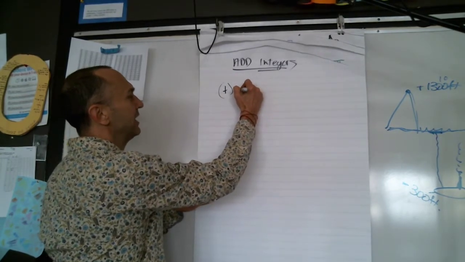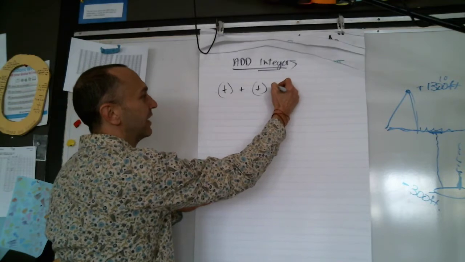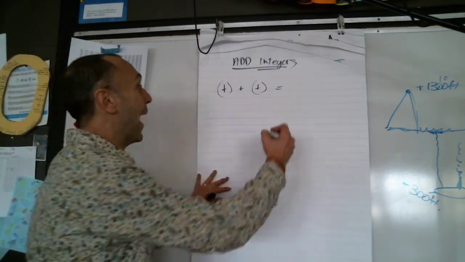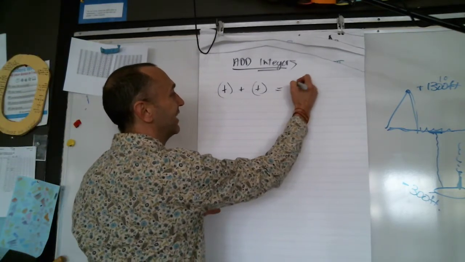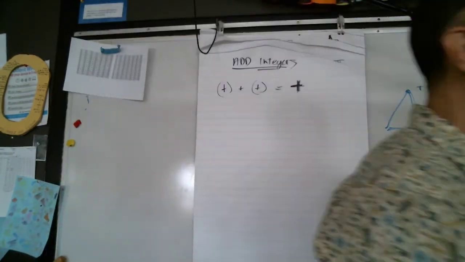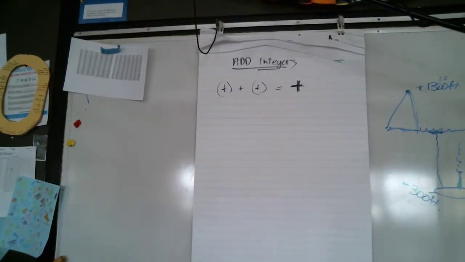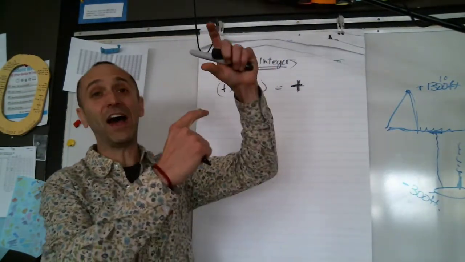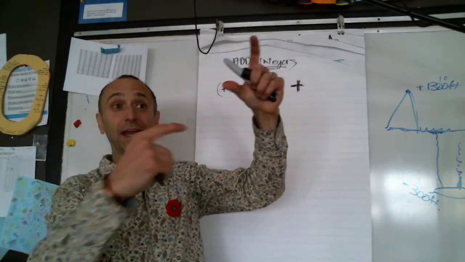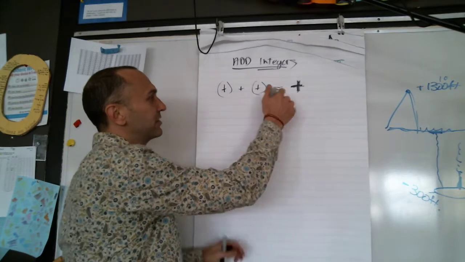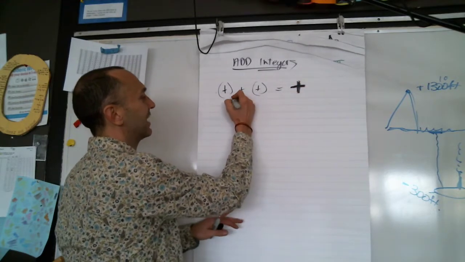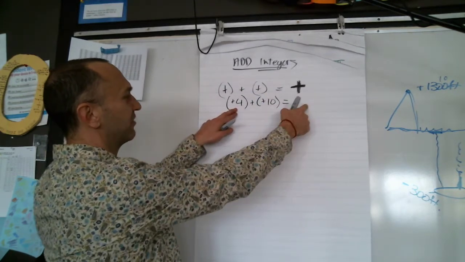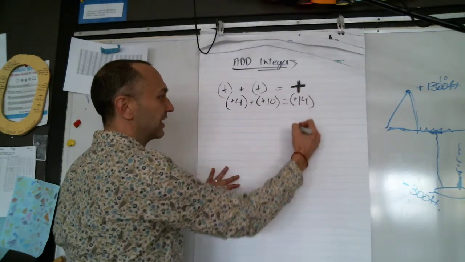If someone gives me money and I get some more money, I'm positive. Has my money gone down? I get more money. If the temperature goes up 5 degrees and then it goes up 5 more degrees, it's a bigger positive. So a positive plus a positive is going to give me a bigger positive. Example, positive 4 plus positive 10. It's going to be positive 14.